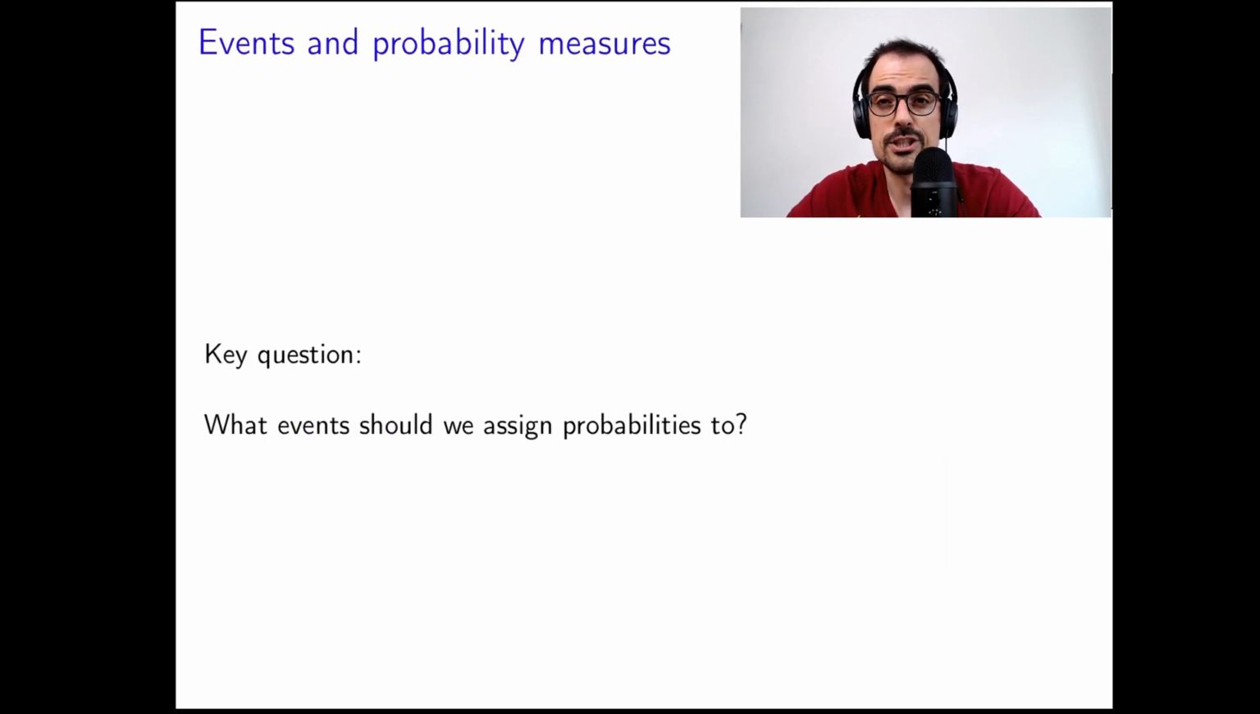Okay, so a key question here is, now we know what a probability measure is. A probability measure maps events, which are sets, to numbers that are probabilities. And a question is, what events should we assign probabilities to? As we will see, when we define probability spaces formally, we're going to require that we always assign probabilities to certain events. Here, we're just going to think intuitively which events we might want to assign probabilities to.